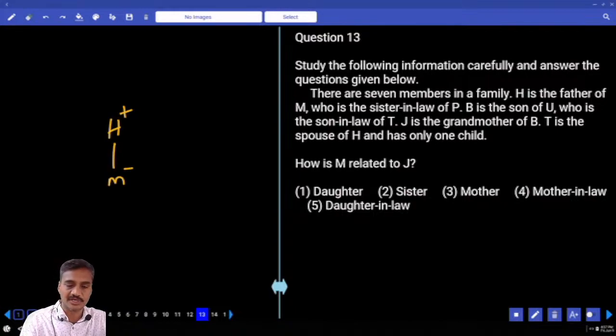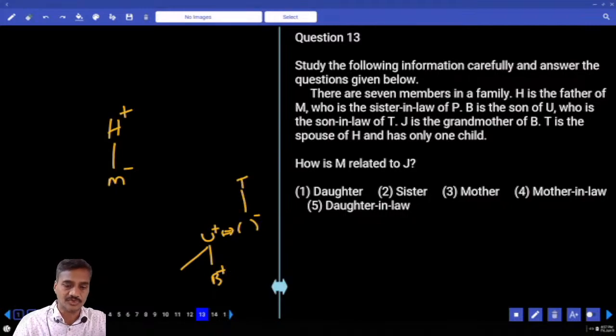And B is the son of U. Now this B is the son of U. U who is the son-in-law of P. Now U is the son-in-law of P. That means T's daughter's husband is U. And there U is the son-in-law. Then B is the son of U. And J is the grandmother of B.